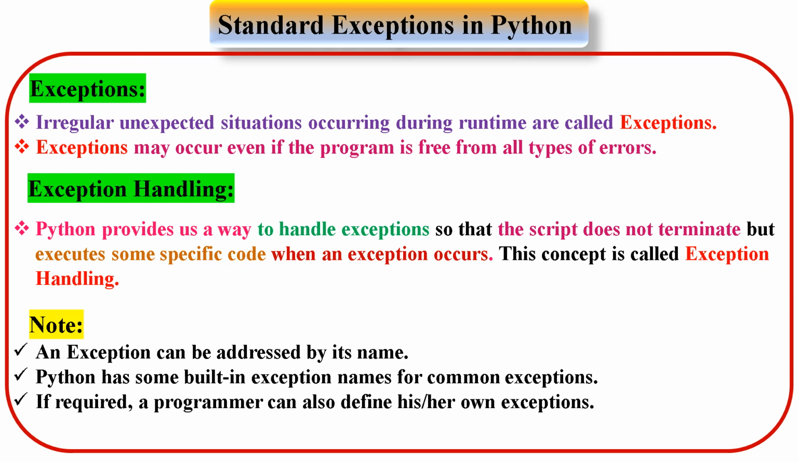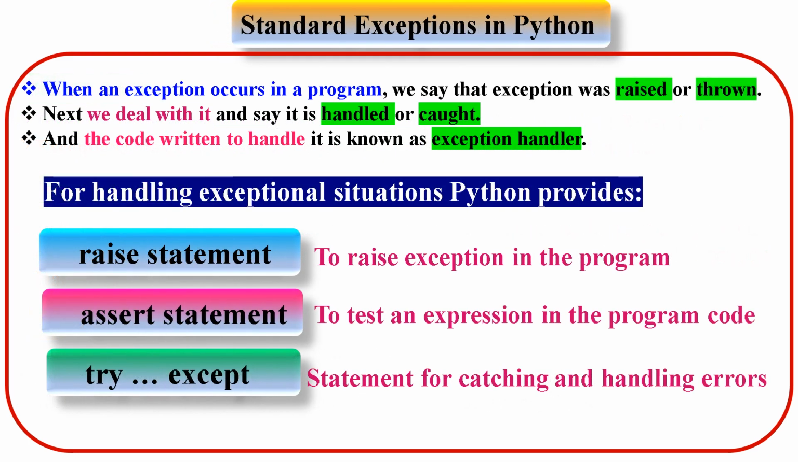Note: an exception can be addressed by its name. Python has some built-in exception names for common exceptions. If required, a programmer can also define his or her own exceptions. When an exception occurs in a program, we say that the exception was raised or thrown. Next, we deal with it and say it is handled or caught. And the code written to handle it is known as an exception handler.